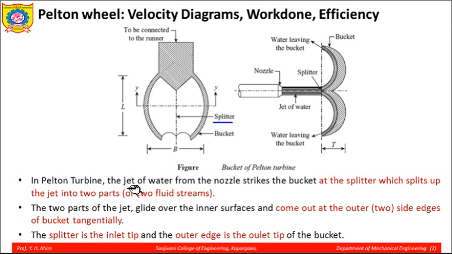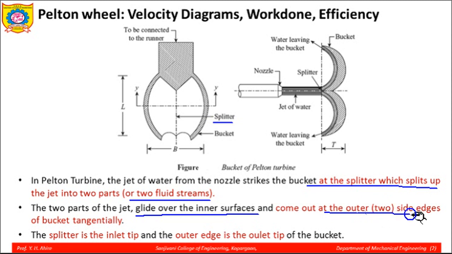So in a Pelton turbine, the jet of water from the nozzle strikes the bucket at the splitter, which splits up the jet into two parts, that is two fluid streams. The two parts of the jet then glide over the inner surfaces of the buckets like this, gliding motion, and come out at the outer side edges. So these are outer side edges of a bucket tangentially. So the water will leave the bucket tangentially at the outer edges.